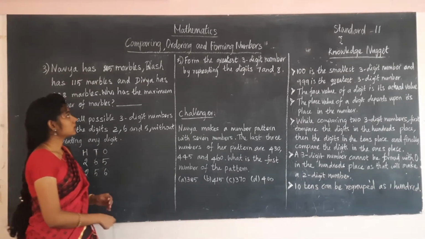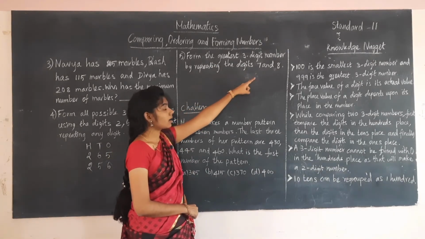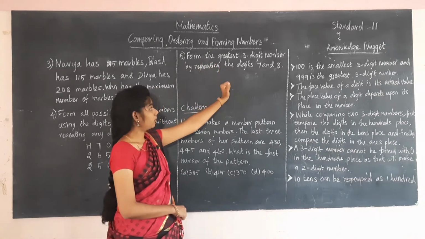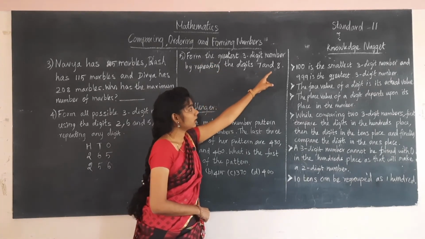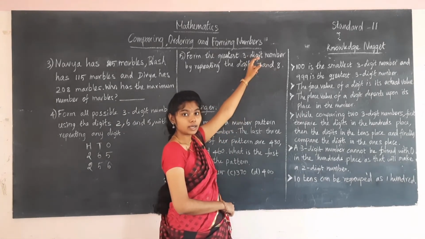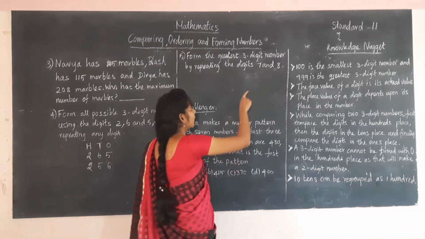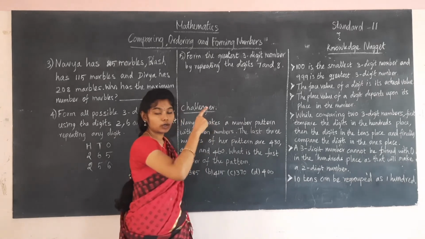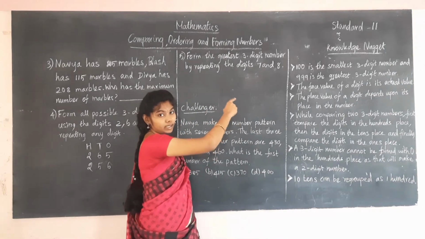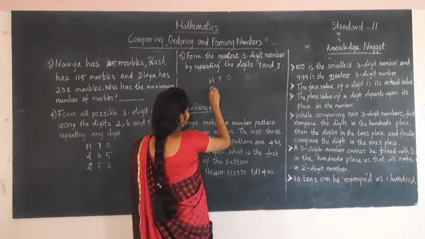And the next one is the fifth problem. Form the greatest 3-digit number by repeating the digits 7 and 8. So what we are going to do, we are going to form the greatest 3-digit number by repeating the digits 7 and 8. To write the greatest 3-digit number, we have to first compare these two numbers. Which one is the greatest number, 7 or 8? 8 is the greatest number. So first we have to write 8 in the hundreds place.